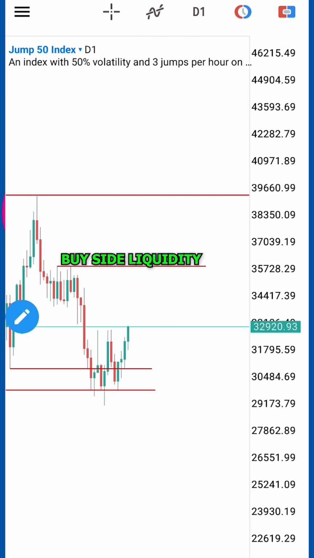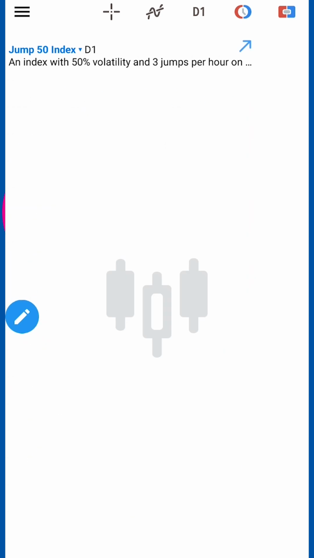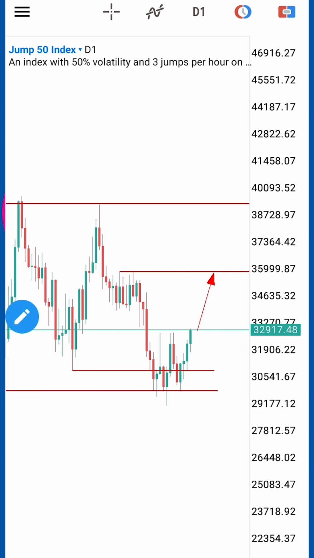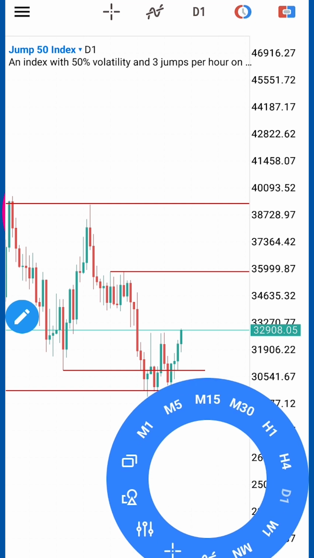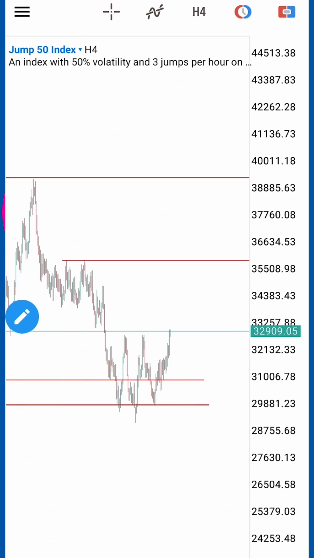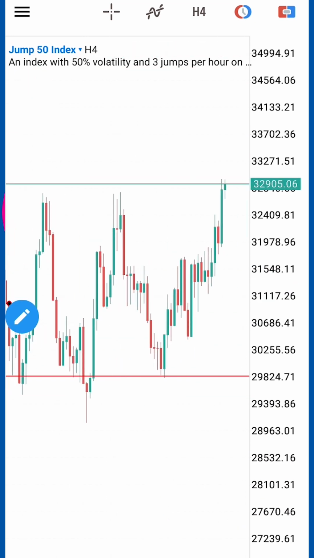So price is targeting the buy side liquidity above that high. That's where I think price is going to shoot up to, but of course we won't be buying up to there. We just want to find a quick sort of buy or a sell within that range.